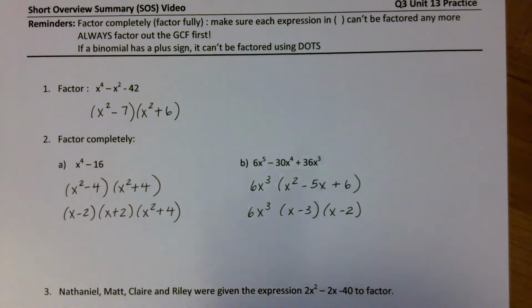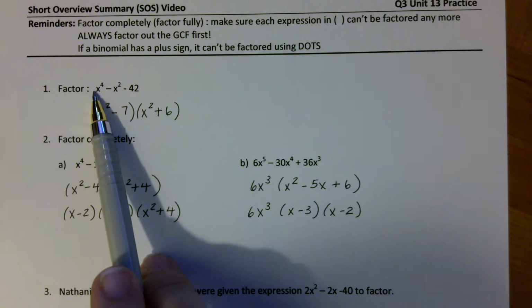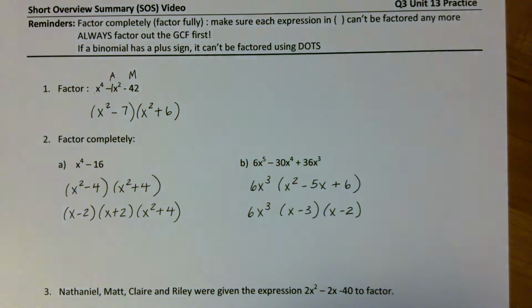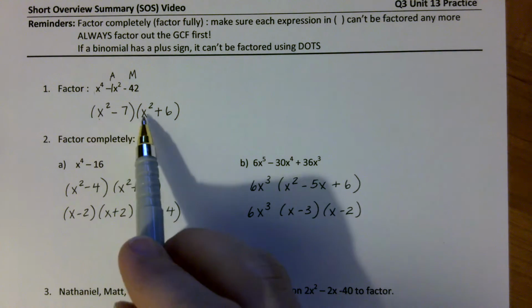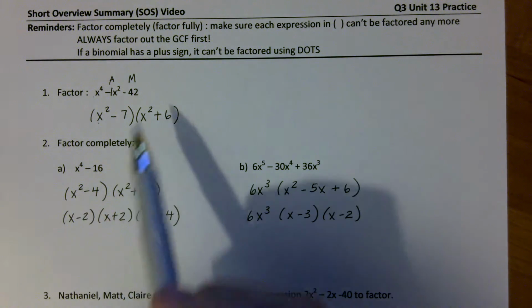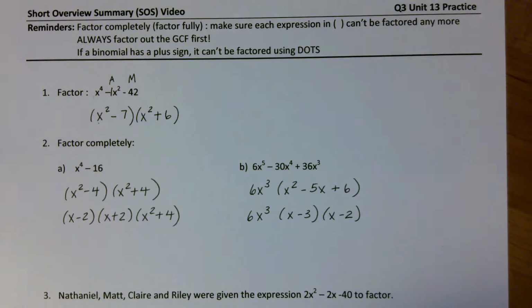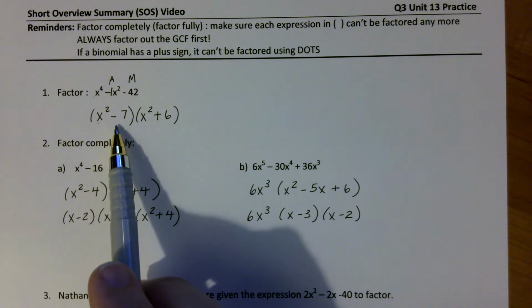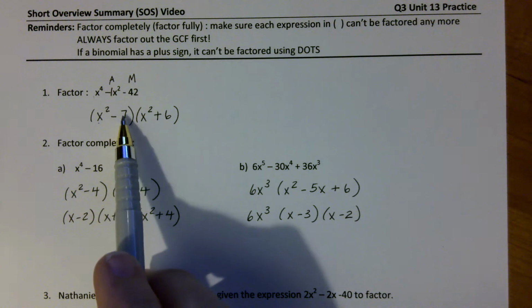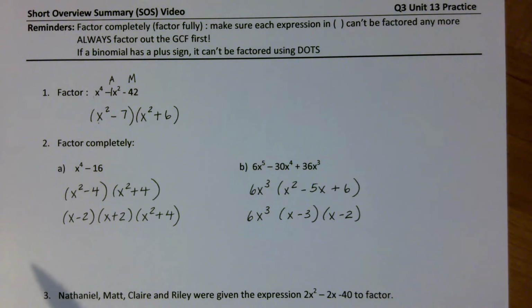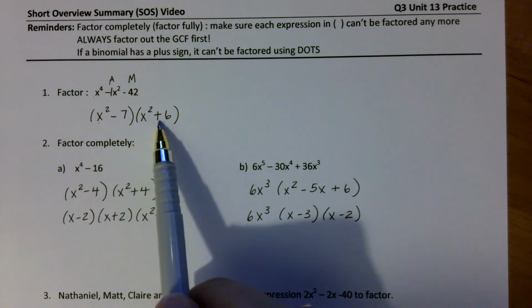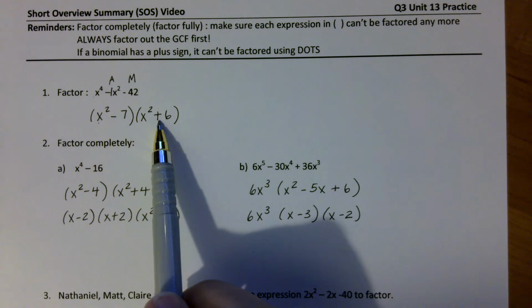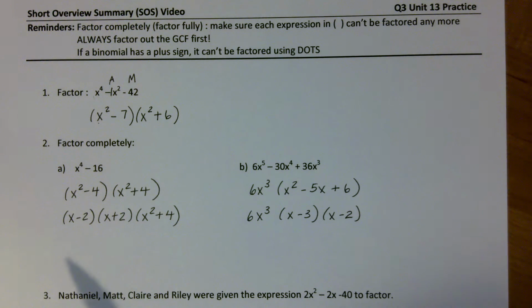Okay, how'd you do? Remember, this is a trinomial with a leading coefficient of 1, so right away we can do the AM method. What adds to -1 and multiplies to -42? So x squared times x squared will give us x to the 4th, and -7 times a +6. It looks like this might be able to be factored using DOTS, but 7 is not a perfect square, so I can't do anything with that. And this has a plus sign with the two terms, so right away that's not DOTS, not a difference of two squares. So that would be your final answer.